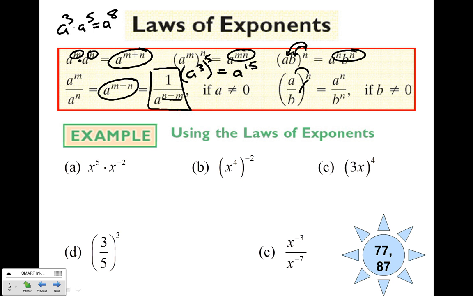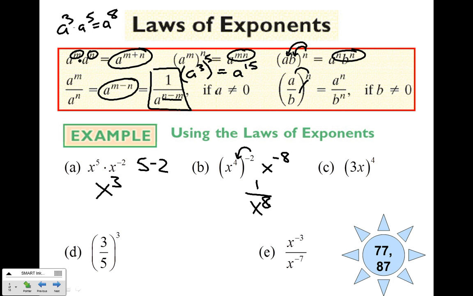All right, so we'll look at 5 quick problems here. 5 plus negative 2. 5 minus 2 is what we're looking at, so we're going to have x cubed. We're going to distribute this in. We're going to have x to the negative 8, which means 1 over x to the 8th.